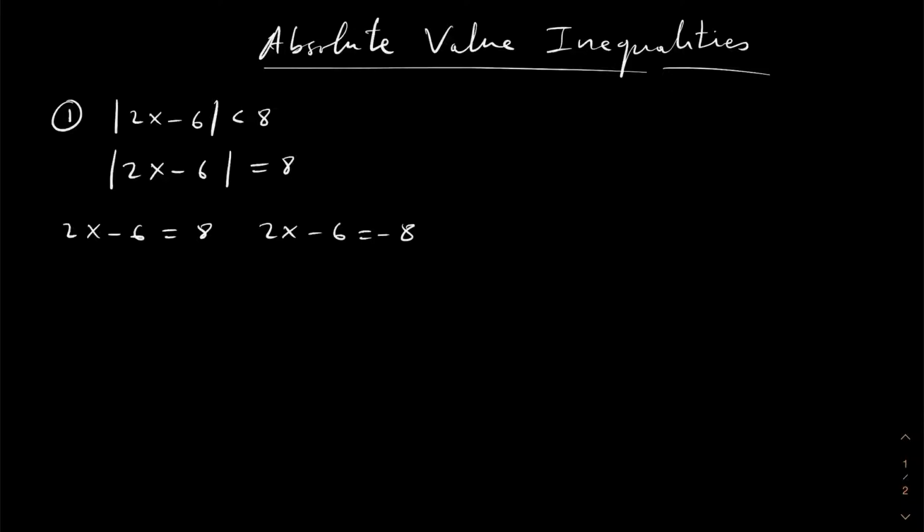The next thing we need to do here is solve both of these equations separately. On the left side, if we add 6 on both sides, that will give us 2x equals 14. Finally, divide by 2 on both sides, and that will give you x equals 7. On the right side, we add 6 on both sides, giving us 2x equals negative 2. Finally, divide by 2 on both sides, and you get x equals negative 1. All right, that's step one.